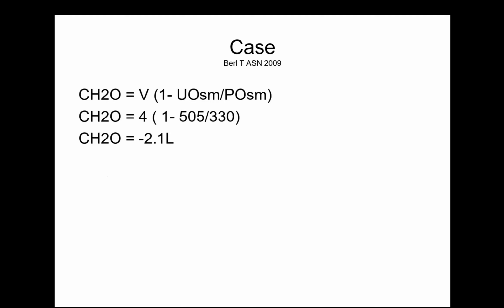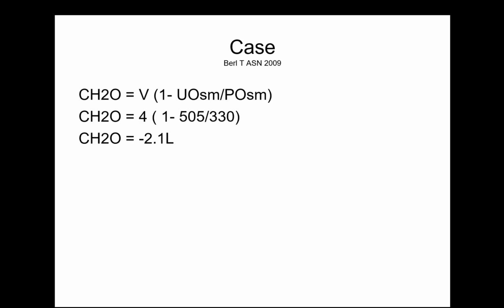Her plasma osmolality, how do you calculate it? 2 times sodium plus glucose divided by 18 plus urea nitrogen divided by 2.8, right? And the plasma osm, when I did the calculations, was 330. So that means the urine osm is higher than the plasma osm.